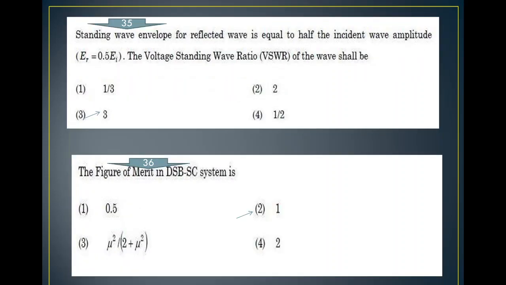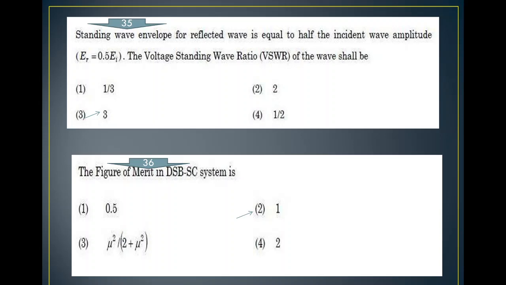Next question, question number 35. Standing wave envelope for reflected wave is equal to half the incident wave amplitude, ER equal to 0.5 AI. The voltage standing wave ratio VSWR of the wave shall be option first 1 upon 3, second option 2, option third 3, option fourth 1 by 2, and the correct option is third, that is 3.